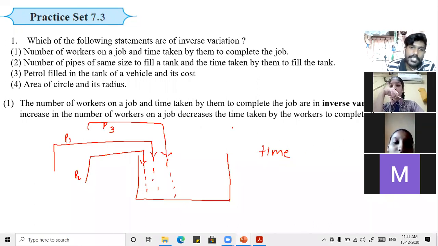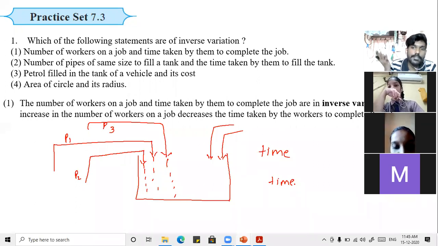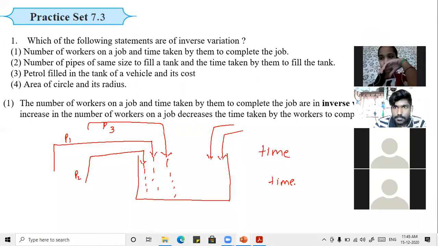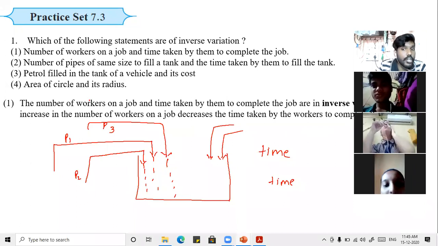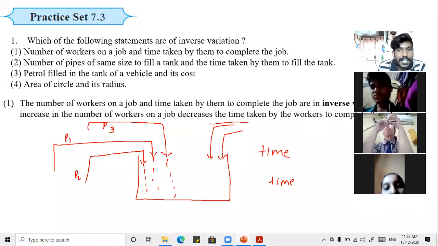Now, if you increase the number of pipes here, the tank will fill with water faster. So if there are more pipes, more taps on, the tank will fill faster. Now can you tell me what type of variation this is? More pipes, faster. Inverse? No, it's not decreasing. Inverse proportion?